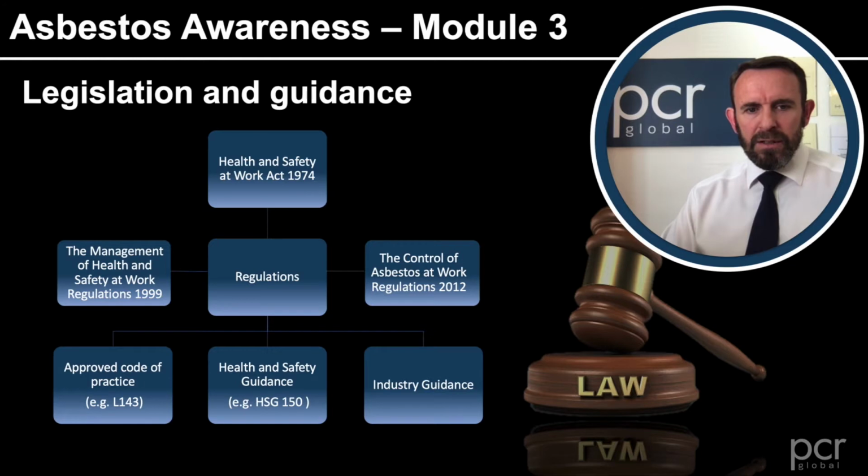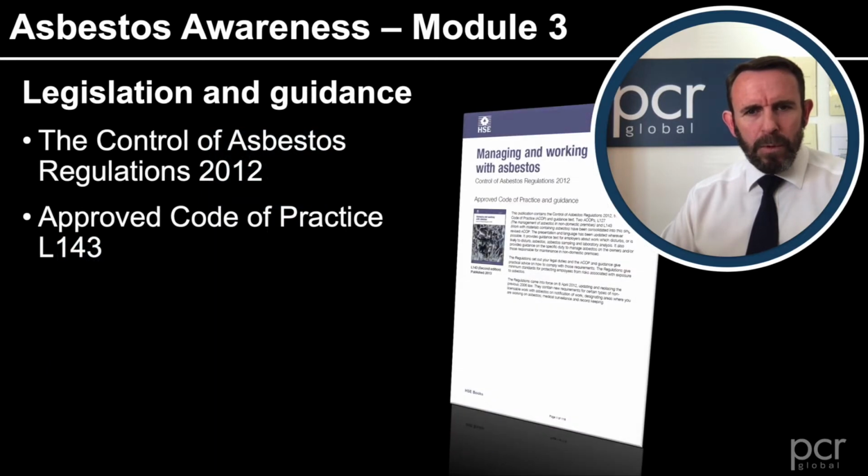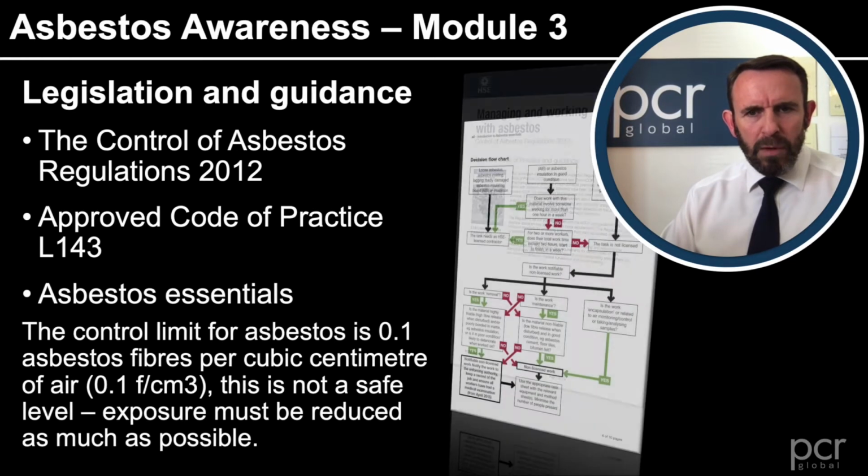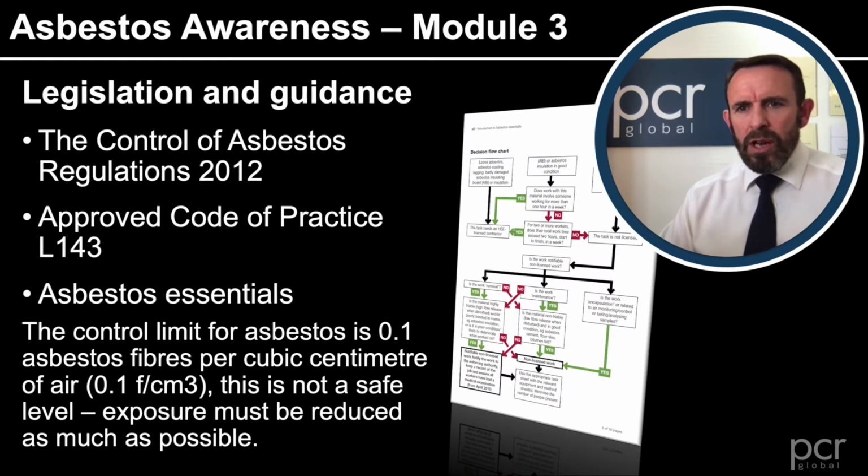Health and safety guidance there, HSG 150, that is guidance for the construction industry. And also there's a number of industry guidances, specifically CL:AIRE, which provides us with asbestos in soil guidance. So the Control of Asbestos Regulations and the approved code of practice, which is L143, easily available online. And also there is Asbestos Essentials, some of the supporting guidance.